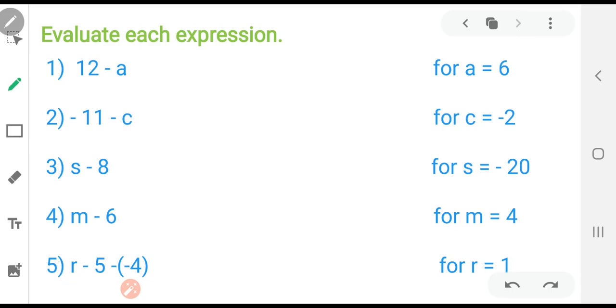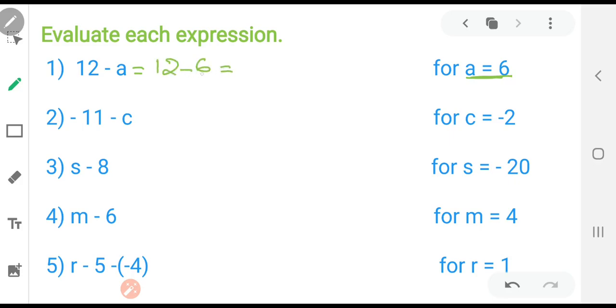Now, what do I have over here? I need to evaluate each expression. What does this mean? 12 minus a is an expression because it's made up of a number, of a variable, and an operation in the middle. In 12 minus a, they told you over here that a is equal to 6. So I'm going to replace the letter a by the number 6. This one will be written as 12 minus 6.